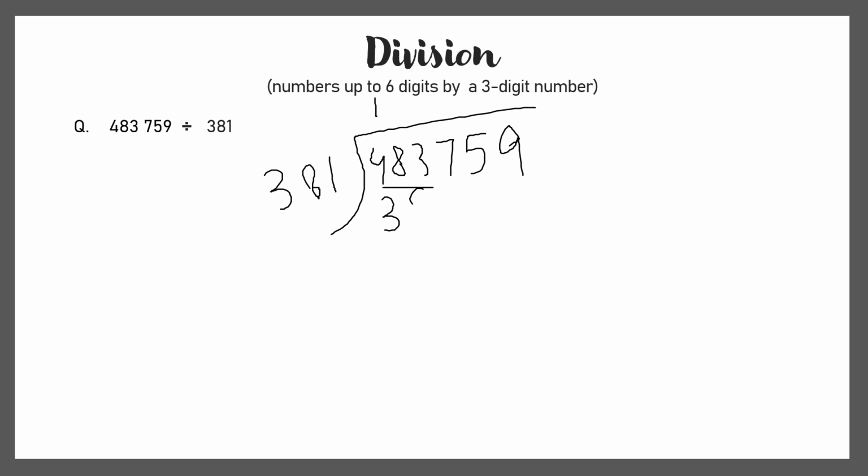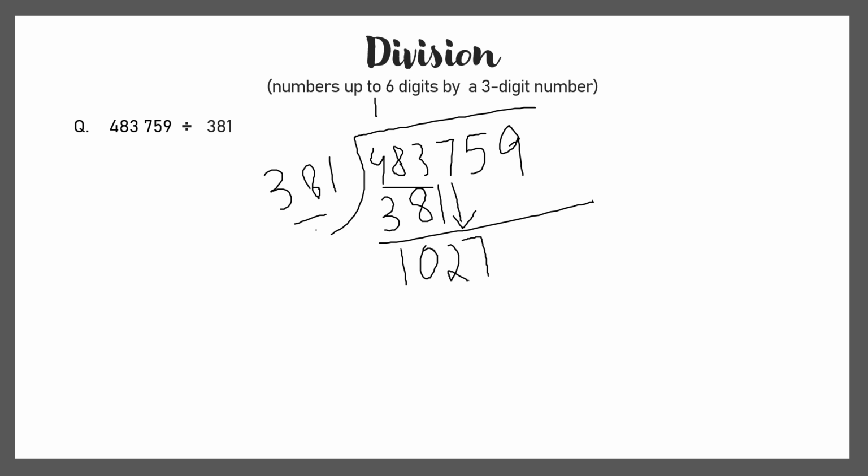381 ones are 381, because if we do it with 2, then it will be greater than 483. So let's see the remainder. 3 minus 1 is 2, 8 minus 8 is 0, and 4 minus 3 is 1. Okay, so now 102 is smaller than 381, so we will bring one number down, which is 7.